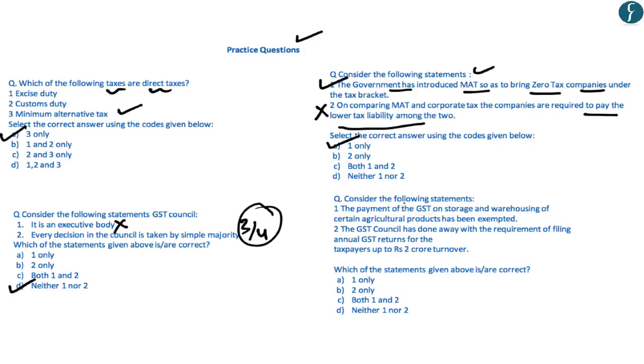Now let's move to the last question. Consider the following statements. The payment of the GST on storage and warehousing of certain agriculture products has been exempted. This is correct. The GST Council has done away with the requirement of filing annual GST returns for the taxpayer up to rupees 2 crore. Both are correct and hence the correct answer is option C. With this, we have come to the end of today's discussion. Let's move towards the question of the day.